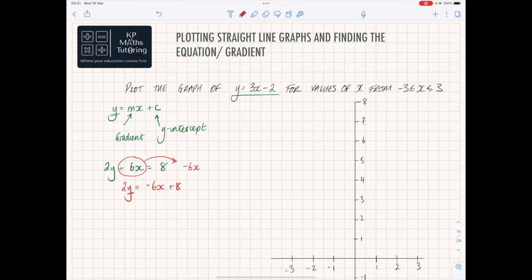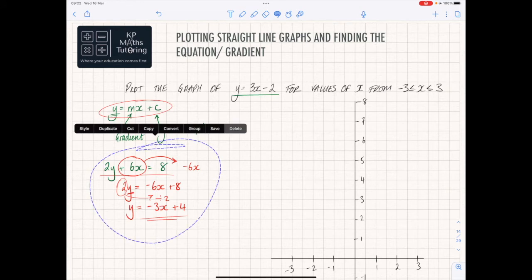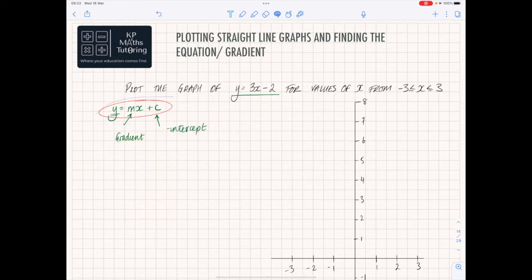And then I still need to get y on its own. So in order to get rid of this 2, I divide all of this by 2. So y is equal to minus 3x plus 4. So if you're given an equation of a line that is not in the correct format like this, make sure you rearrange it first of all to get it in the correct format of y equals mx plus c. I'm going to delete that because we're not using that part for this question.